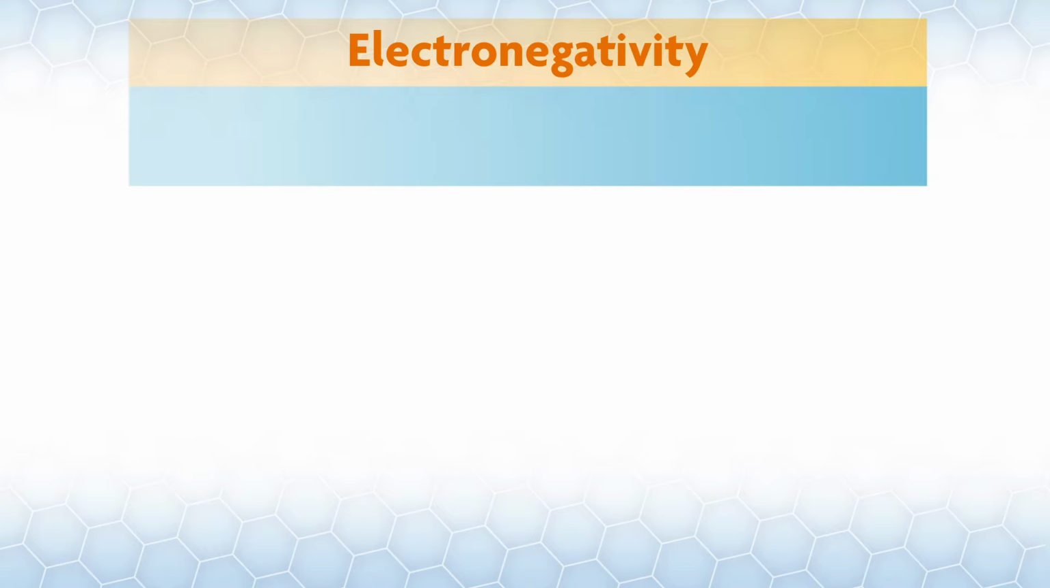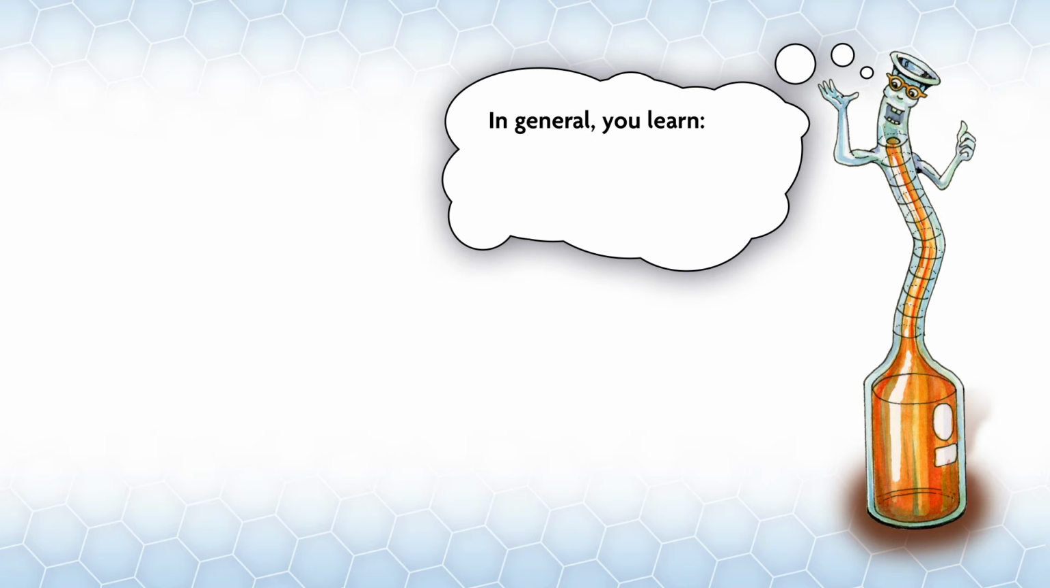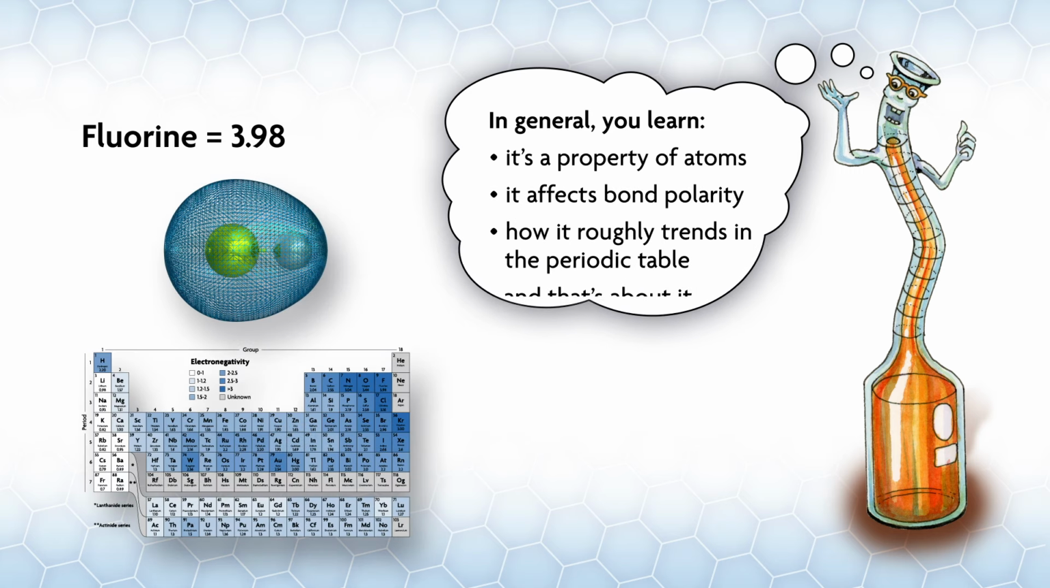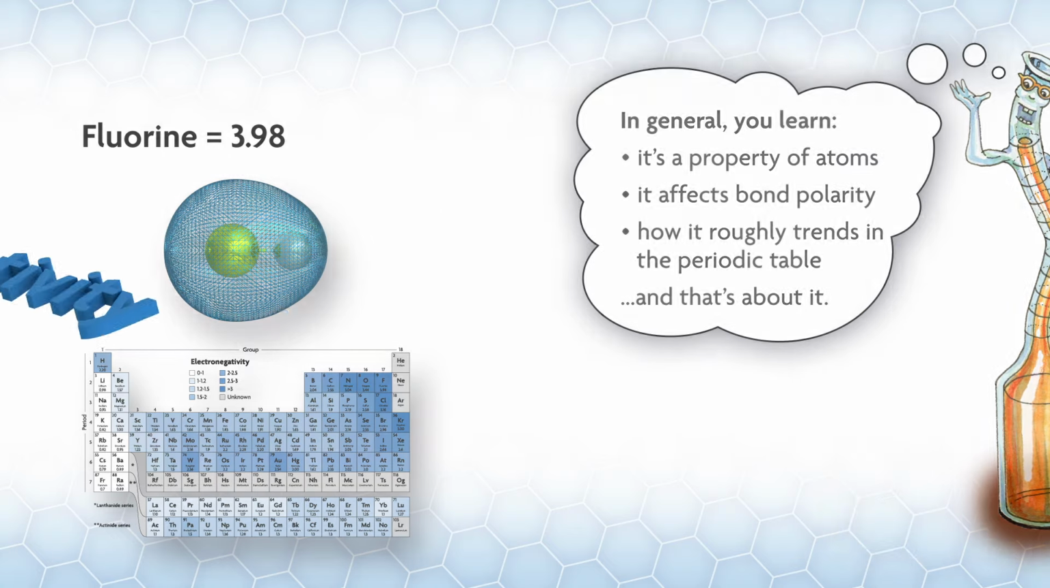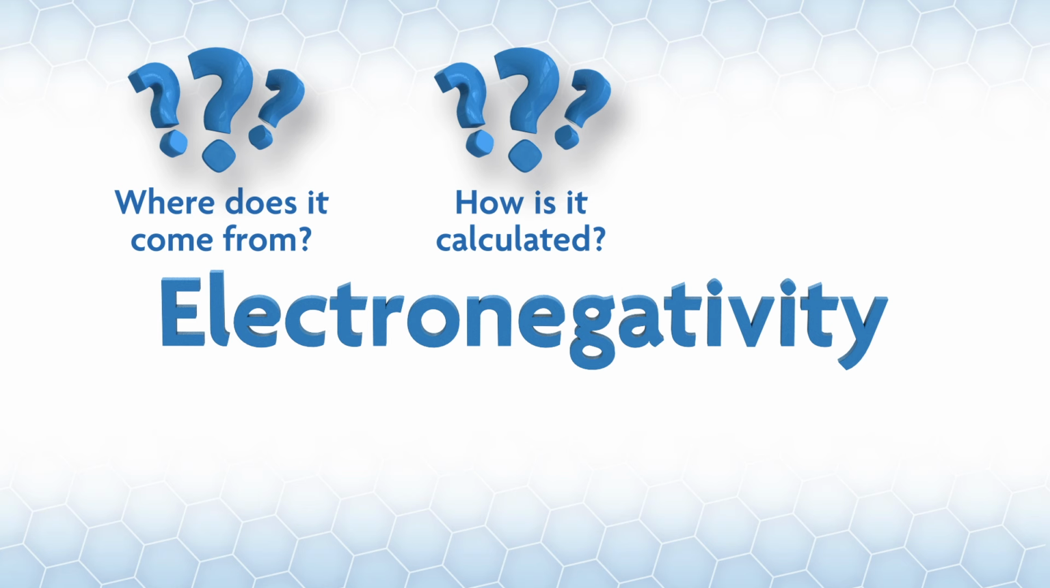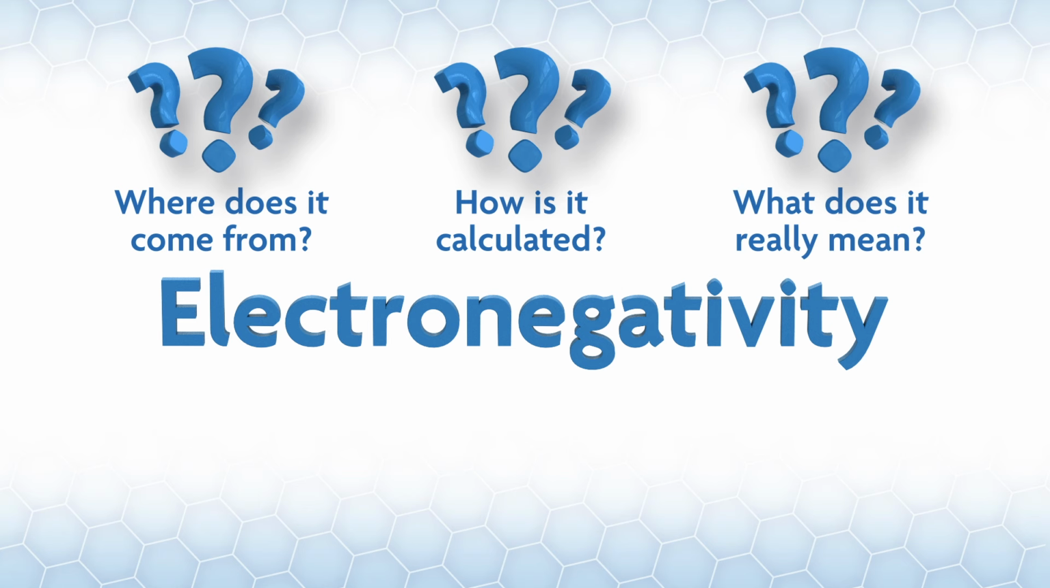Electronegativity is often discussed in high school and undergraduate classes. In general, you learn it's a property of atoms, it affects bond polarity, how it roughly trends in the periodic table, and that's about it. Here we'll talk about where electronegativity values come from and how those values were calculated. More importantly, we'll talk about what it really means.